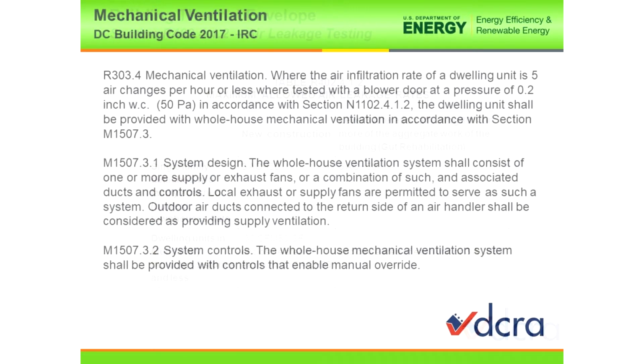All right, mechanical ventilation. Where the air infiltration rate of a dwelling unit is 5 air changes per hour or less when tested with a blower door at a pressure of 0.02 inches water column, 50 pascals, in accordance with section N1102.4.1.2, the dwelling unit shall be provided with whole house mechanical ventilation. All right, so now what does that mean?